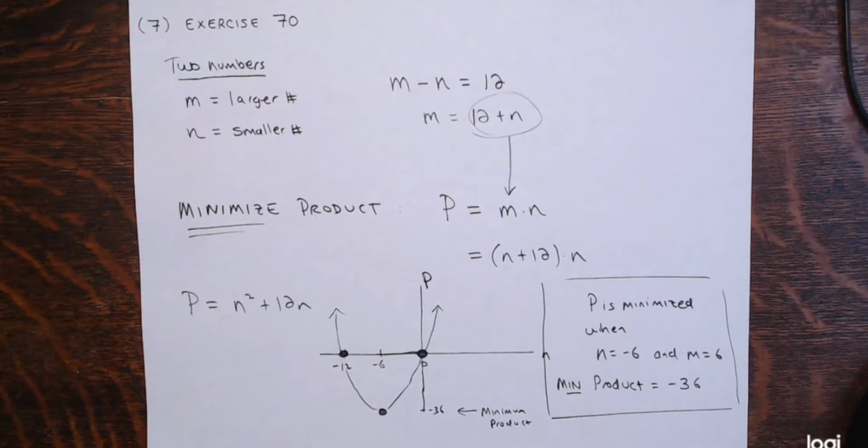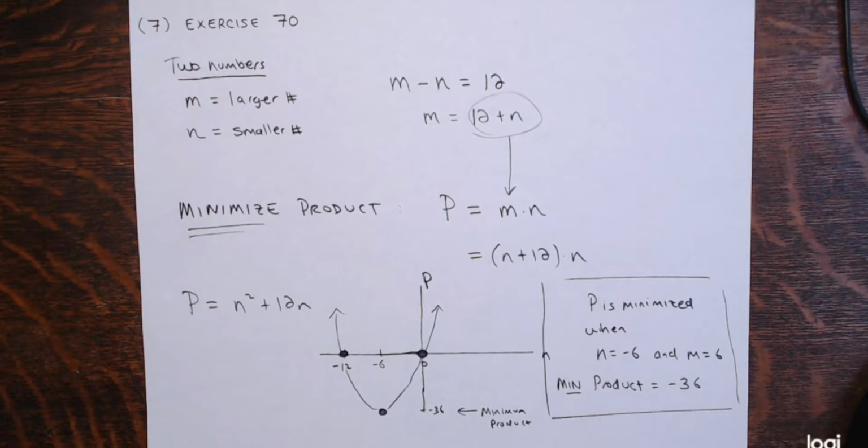Because there are other numbers whose difference is 12, like 13 and 1, but 13 times 1 is 13. That's not smaller than negative 36. Or negative 4 and 8. Those have a difference of 12, and their product is negative 32. That's not lower than negative 36. These two numbers, negative 6 and positive 6, are the pair of numbers whose difference is 12, and their product is as small as you're going to get for any pair of numbers whose difference is 12.